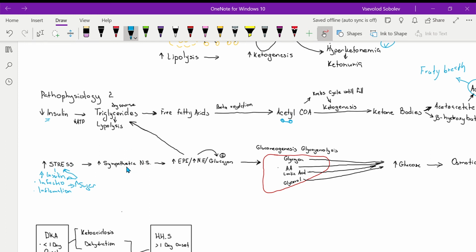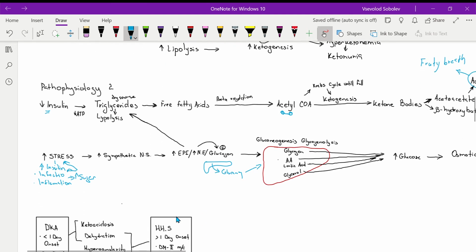So increased stress stimulates the sympathetic nervous system. Sympathetic nervous system releases epinephrine and norepinephrine. So epinephrine and norepinephrine actually stimulate the pancreas to produce glucagon. And glucagon affects the liver. Epinephrine and norepinephrine also stimulate triglycerides to be broken down through lipolysis into the fatty acids, and this path we already discussed for ketone bodies.